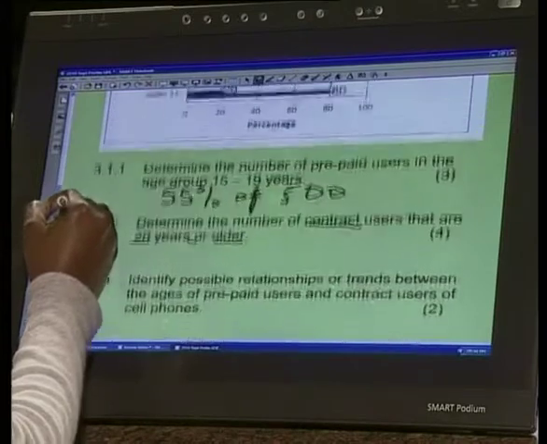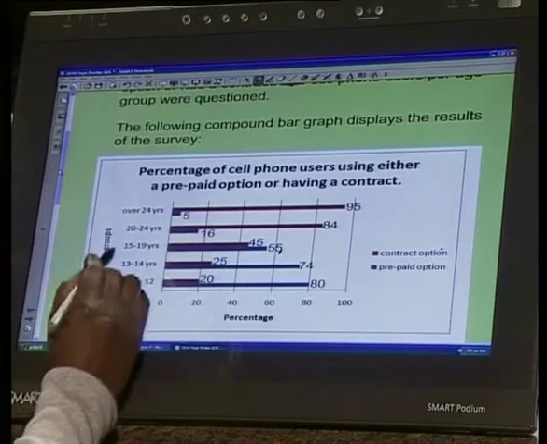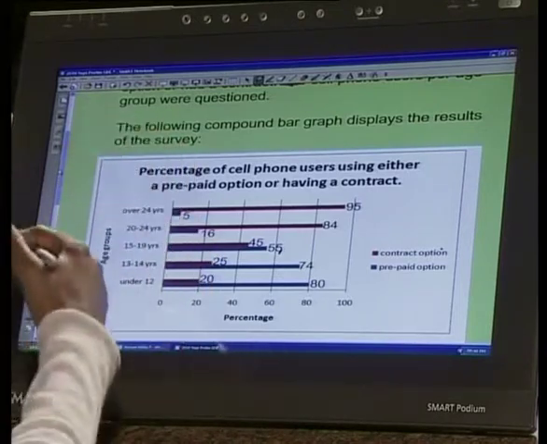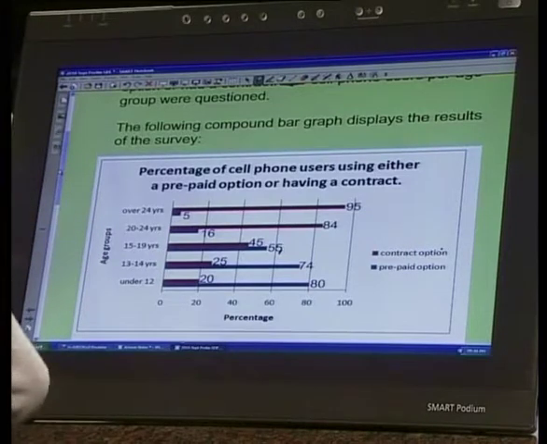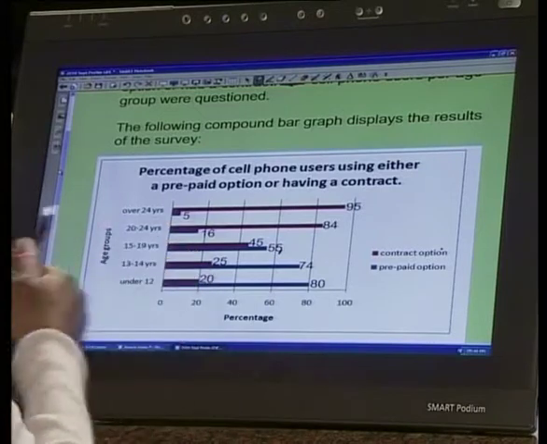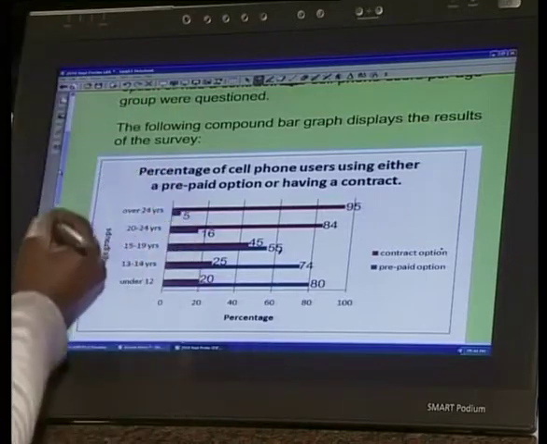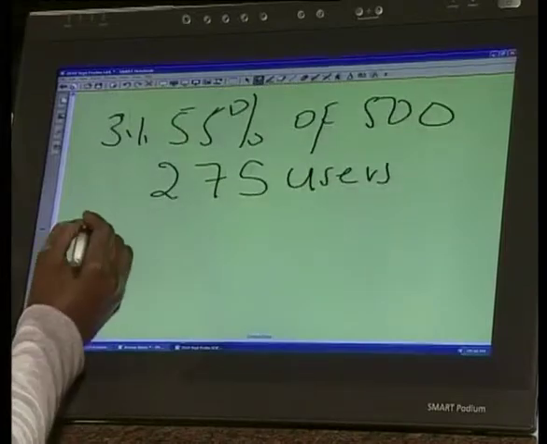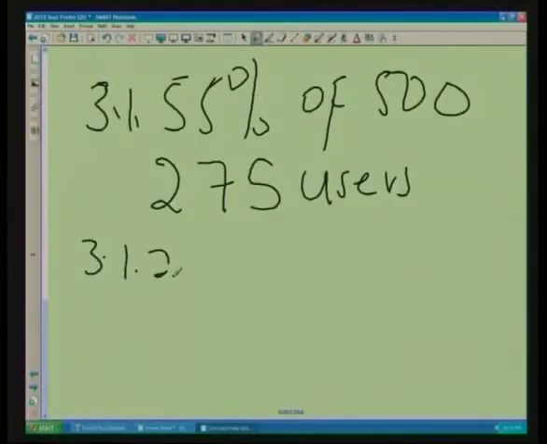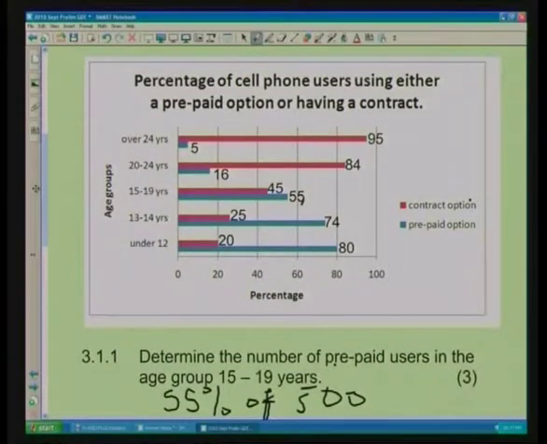Now you go back to your graph and say, okay, 20 years. When you look into your graph, which ones are 20 years and older? It means anyone above 20 years. So you say, okay, 20 years, they fall within this range. So it's 20 to 24. Over 24, they also fall within that range. So this one, when you approach it, it's 3.1.2. You say, okay, what is the percentage? Firstly, 20 to 24 years.